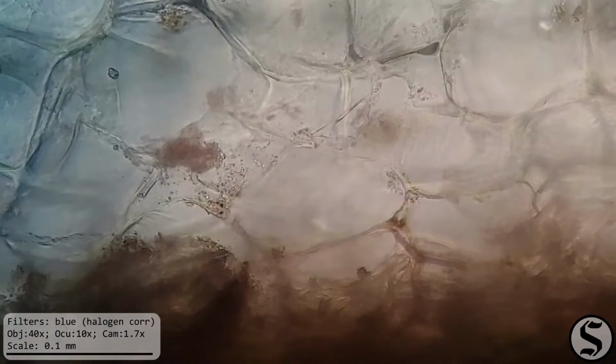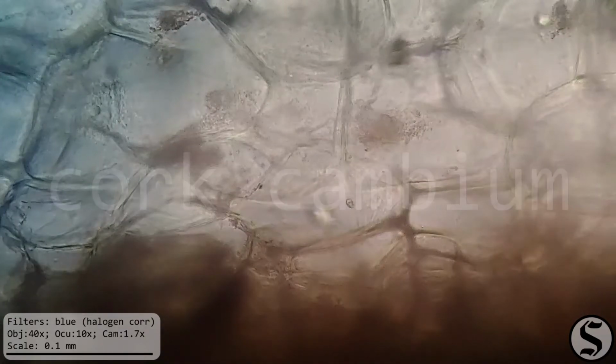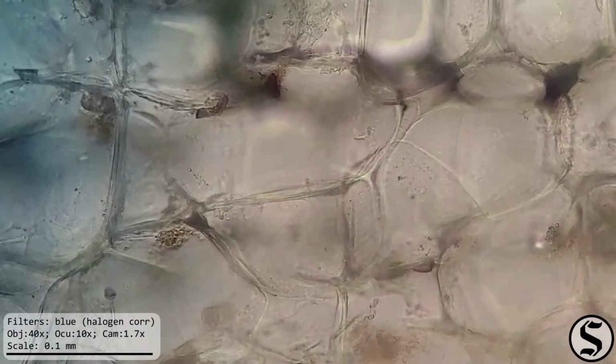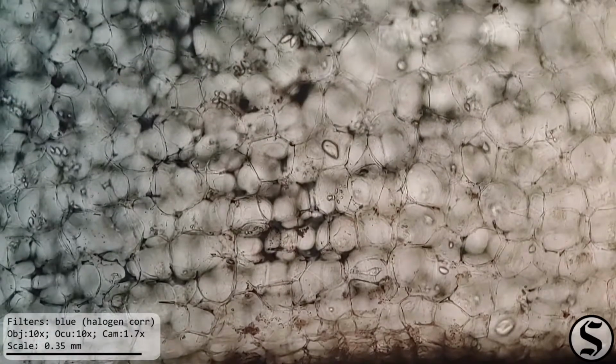Just inside from the cork, we have the cork cambium. And if you recall, cambium is the tissue between the wood and the bark of a plant, and it comes from the Latin root meaning change, since that's the part of the plant that does the growing.